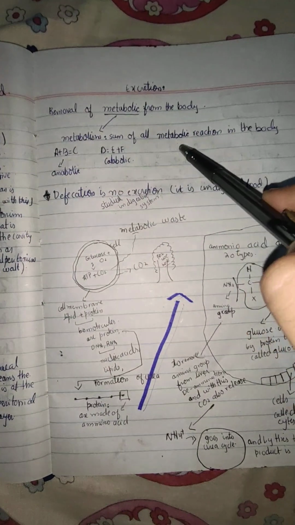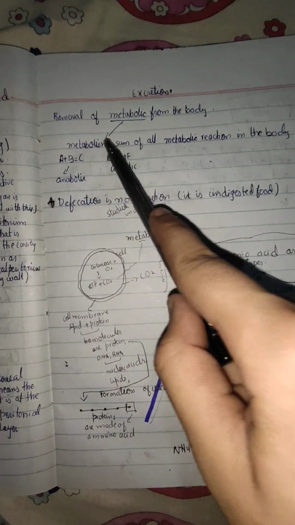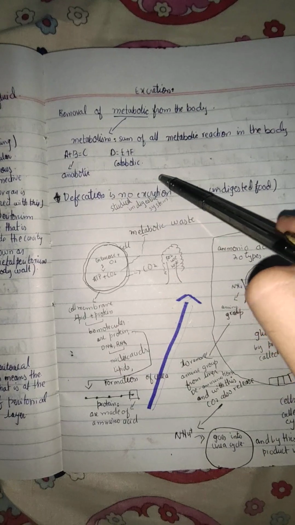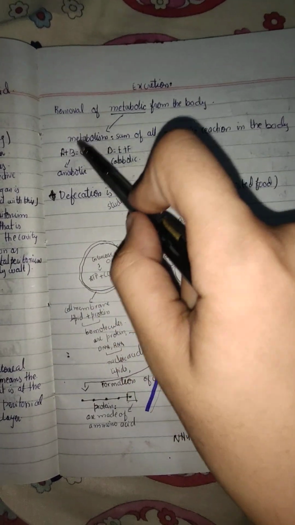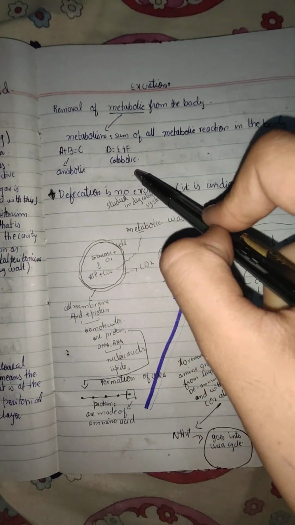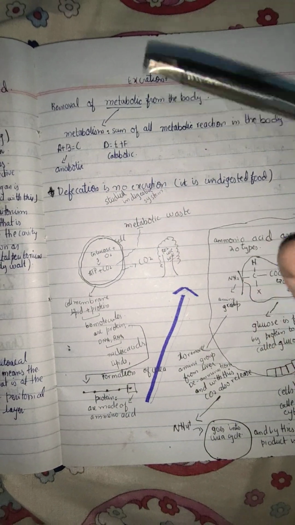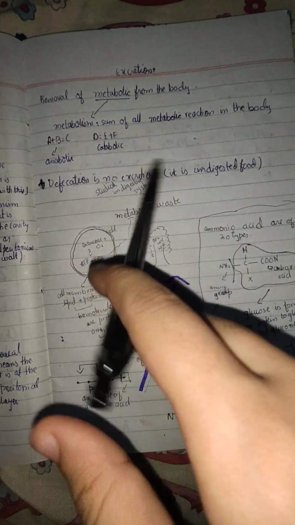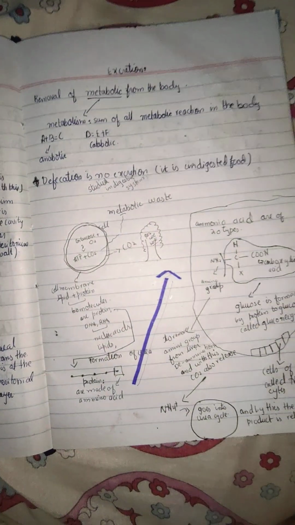It is the sum of all metabolic reactions in the body. Metabolic waste means waste of metabolism, and metabolism is of two types: anabolism and catabolism. In anabolism, two things join and form one product, and in catabolism, one product breaks down into two or more products. Okay, so excretion is something else and defecation is something else.